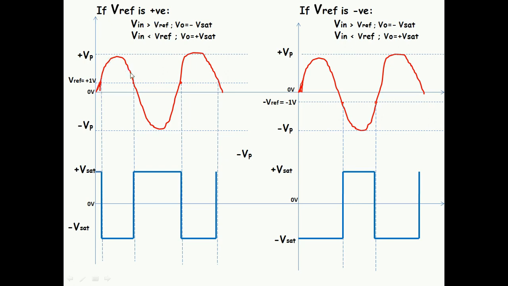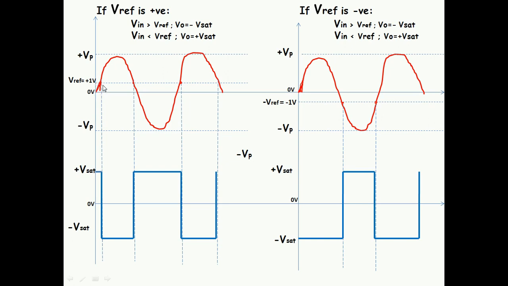So this is again a sinusoidal waveform input signal, and this is the V reference voltage fixed at 1 volt. Since it is positive, it is connected above the zero level or zero reference. Till this Vin is less than V reference, remember that Vin is connected to the negative terminal of the operational amplifier. So it behaves in exactly the opposite way.